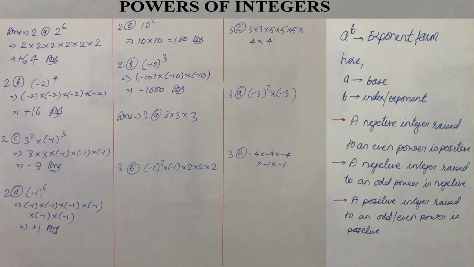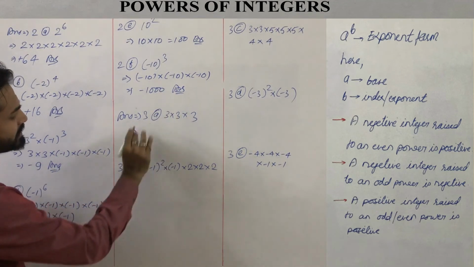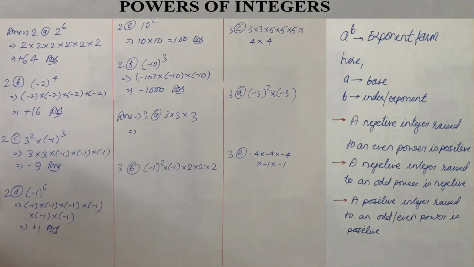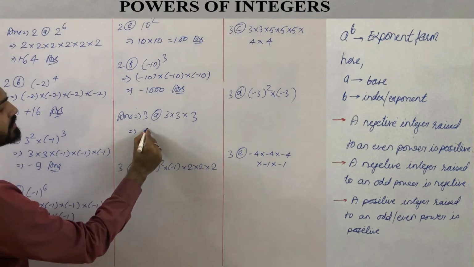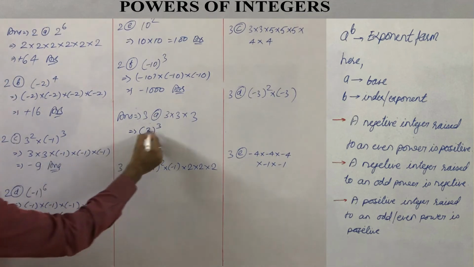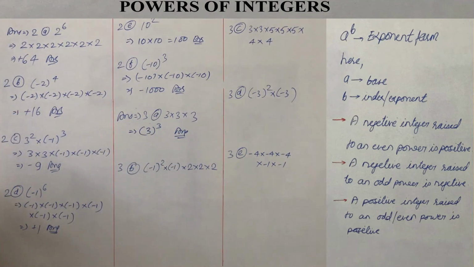Next, question number 3. Write each of the following in exponential form. So we don't have to find the final exact value, we just have to write this in exponential form. So 3 into 3 into 3 means 3 to the power of 3. This is the final answer in exponential form.